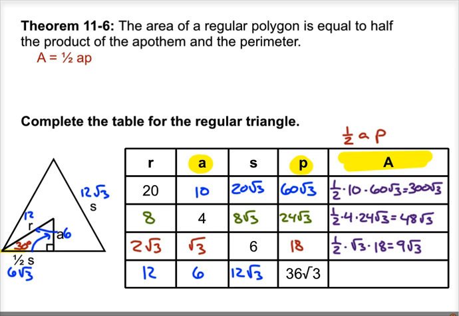And now to my formula. So area is 1/2 times the apothem, which is 6, times the perimeter, which is 36 square roots of 3. And now I multiply. Half of 6 is 3. 3 times 36, and you get 108. And we still have the square root of 3.